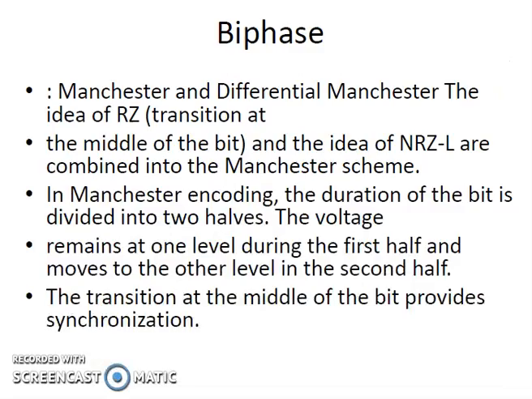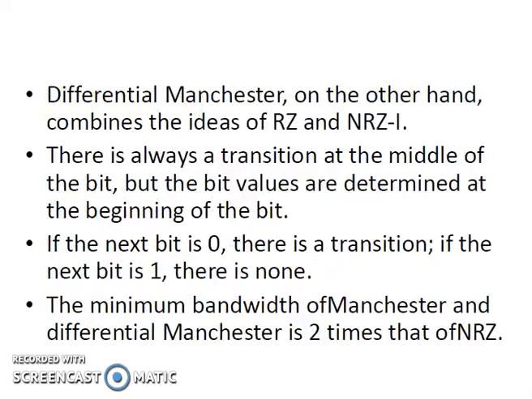Whereas in biphase, we have Manchester and differential Manchester. In Manchester encoding, the duration of the bit is divided into 2 halves. The voltage remains at one level during the first half and moves to the other level in the second half. The transition in the middle of the bit provides synchronization.